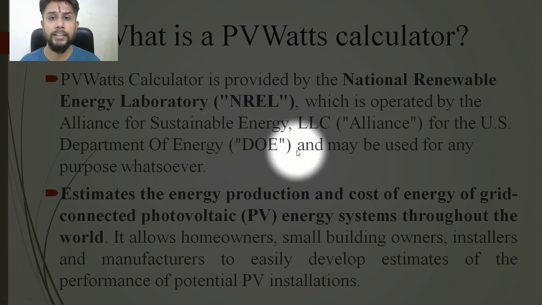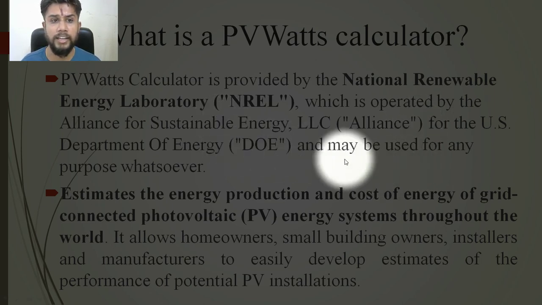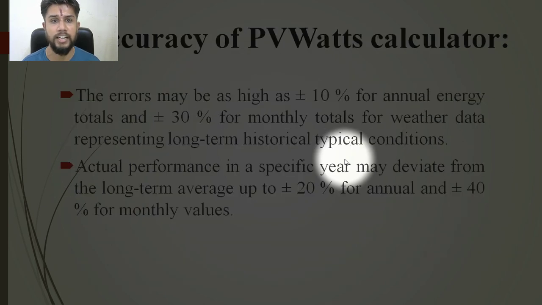NREL stands for National Renewable Energy Laboratory, which is operated by the Alliance for Sustainable Energy with funding from the US Department of Energy. This estimates the energy production and cost of energy of grid-connected PV energy systems throughout the world. Small building owners, installers, and manufacturers can easily estimate the performance of potential PV installations by utilizing this PVWatts calculator.